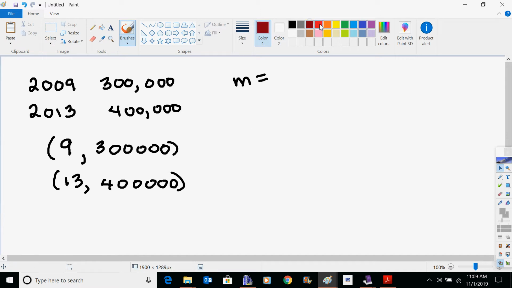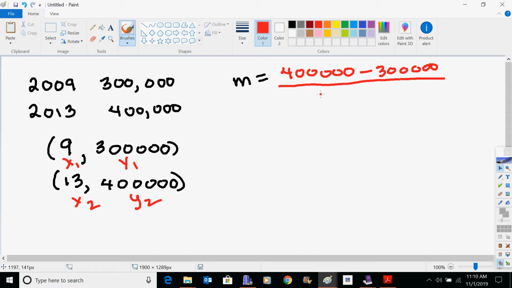And how do we find the slope out of these numbers? We use y2 minus y1 over x2 minus x1. So on our problem here, we need to label. So we'll use x1, y1, x2, y2, and we need to fill in those numbers. You said y2 minus y1, so 400,000 minus 300,000 over 13 minus 9.